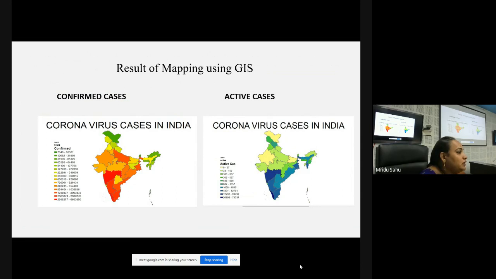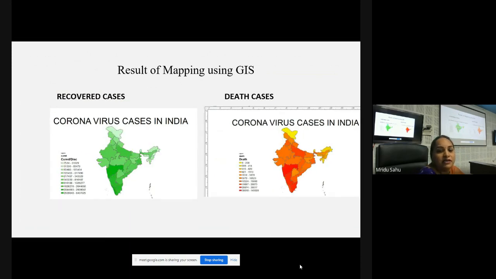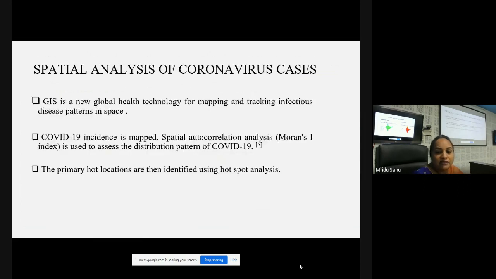My BTech students, who have already passed out, did this work with me. So we did a study on the COVID cases as per the applicability of spatial data mining in geo information systems, as per the latitude and longitude of the positioning system. We analyzed coronavirus cases in India, and the result of mapping recovered cases and death cases.